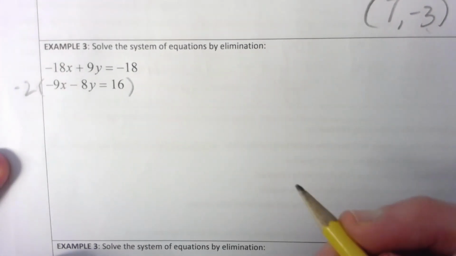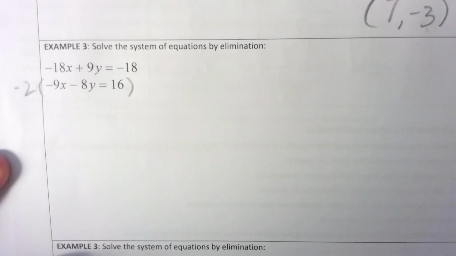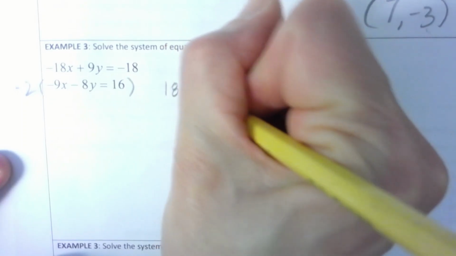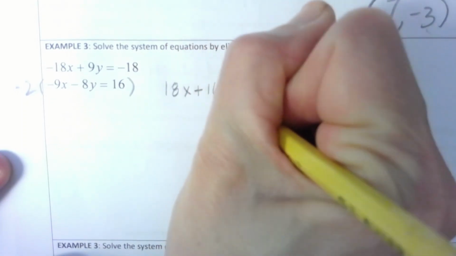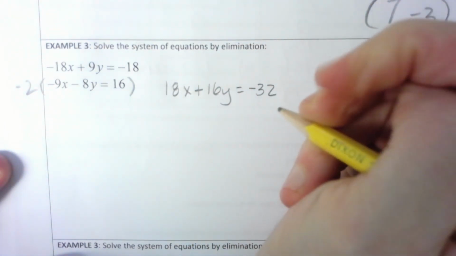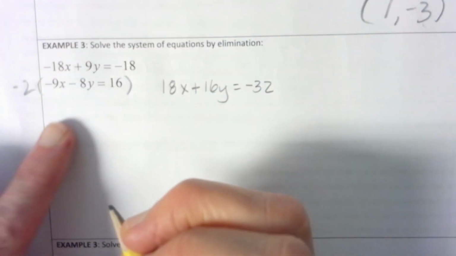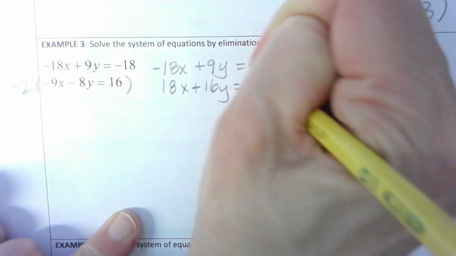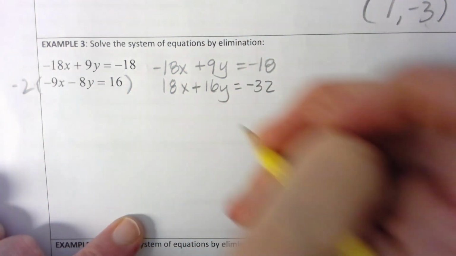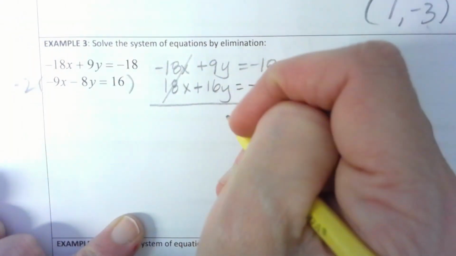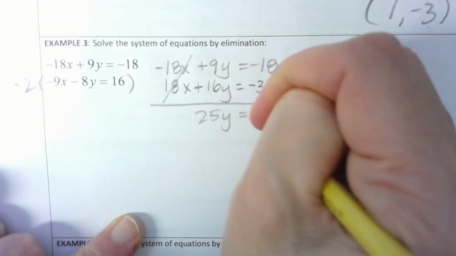And again, if you're going to multiply by negative 2, you must multiply every single piece by negative 2. So this will be 18x plus 16y equals negative 32. Multiply that by negative 2. You've got to distribute, and that, and that. The other equation, I'm just going to recopy right on top. And then I can add them together. The whole point is that these were going to cancel out. And now I have 25y equals negative 50.